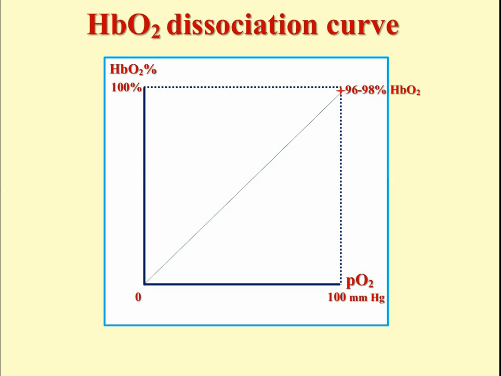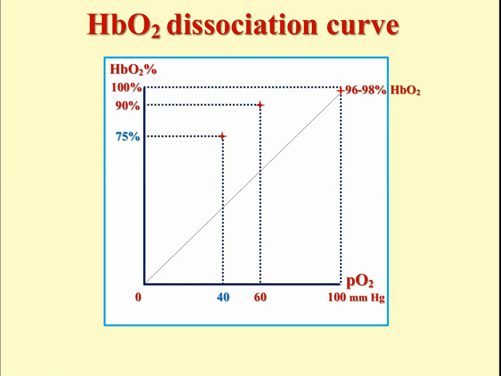And additionally to this 0 point initial and 96-98 maximal, we need to remember at least 2 values. For 40 millimeters mercury, the corresponding point is not 40 as it could be, but 75%. So this is one point to remember, 40 and 75, a pair of values. And then 60 and 90%, 60 millimeters PO2 and 90% of oxygenated hemoglobin. So with these 2 points you can already produce the normal dissociation curve of oxygen.